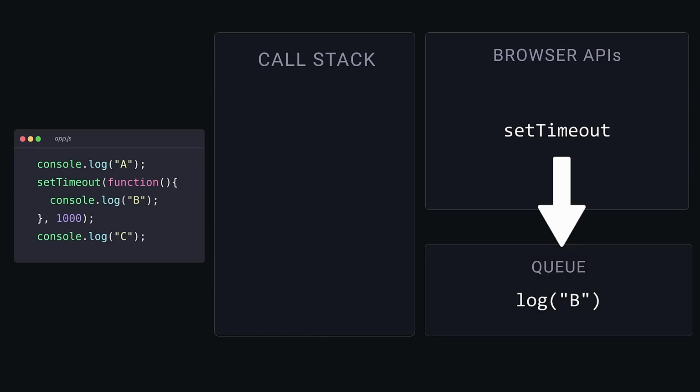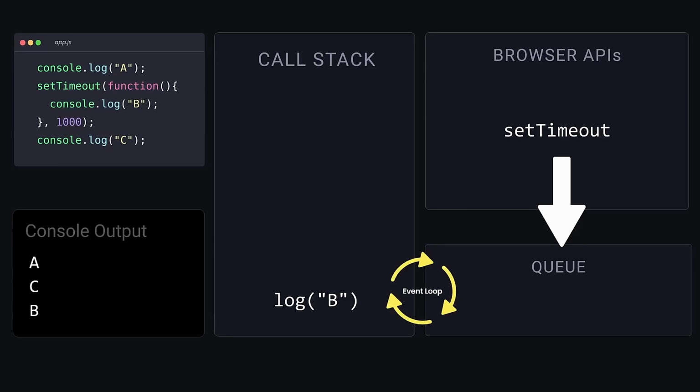Now, what exactly does the event loop do? Its job is simple. It checks if the call stack is empty. If it is, the next task from the queue is pushed onto the stack and executed. So the event loop constantly checks the stack and the queue. This is how JavaScript handles slow operations without blocking the page.